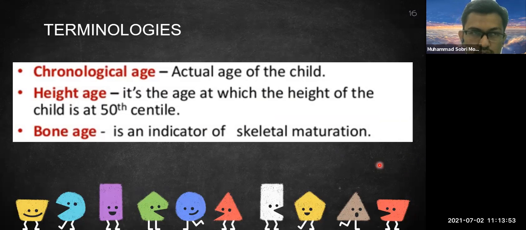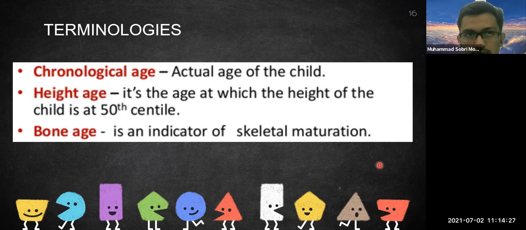In order to understand the diseases of short stature, the chronological age is the actual age of the child, and the height age is the age at which the height of the child is at the 50th centile, and the bone age is an indicator of skeletal maturation. So even though all these terminologies have age in their name, all of them can be different, and some of them can be normal while others are not normal.